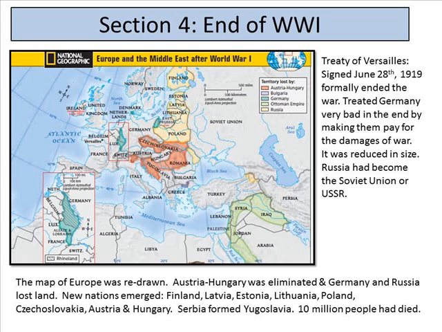Russia had become the Soviet Union, or USSR, just so you know, that's in English. If you look at it in Cyrillic, it would look like CCCP, but they don't call their letters that. I'm just giving you the Americanized version. The map of Europe was redrawn. Austria-Hungary was eliminated, and Germany and Russia lost land. New nations emerged: Finland, Latvia, Estonia, Lithuania, and Poland, Czechoslovakia, Austria, and Hungary. Serbia formed Yugoslavia. 10 million people had died during this war.